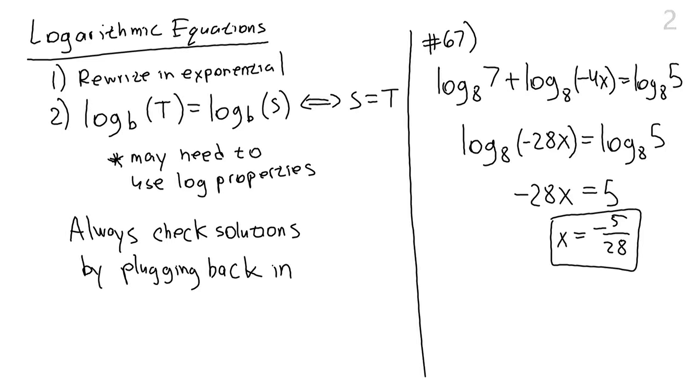The only place where there's an x here is in the second term, and that is true for all negative numbers. Log base 8 of negative 4 times any negative number will work. So this is the answer.